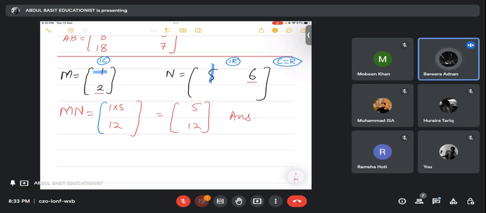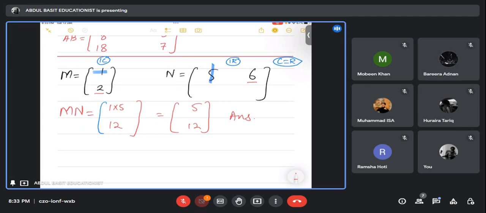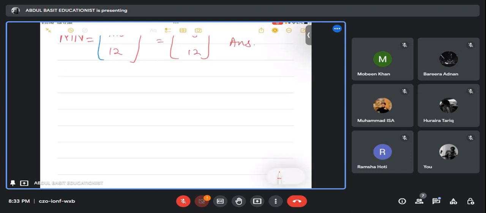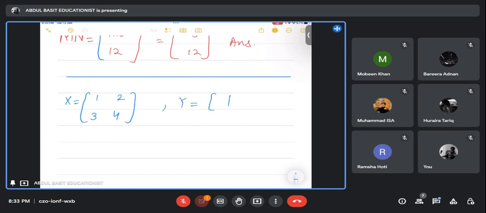Sir, can you do this again? Like for example, let me write another matrix. Like for example, X is equal to 1, 2, 3, 4, and Y is equal to 1, 2.